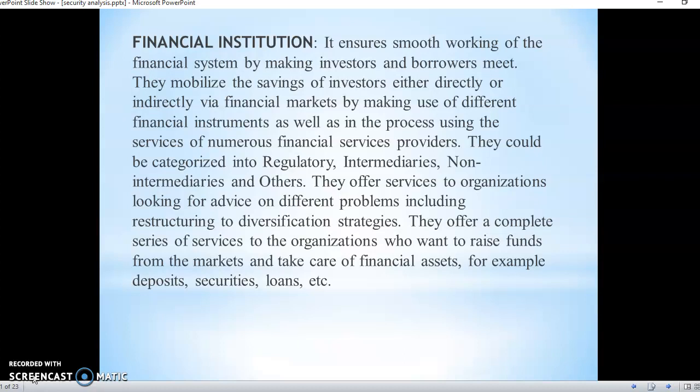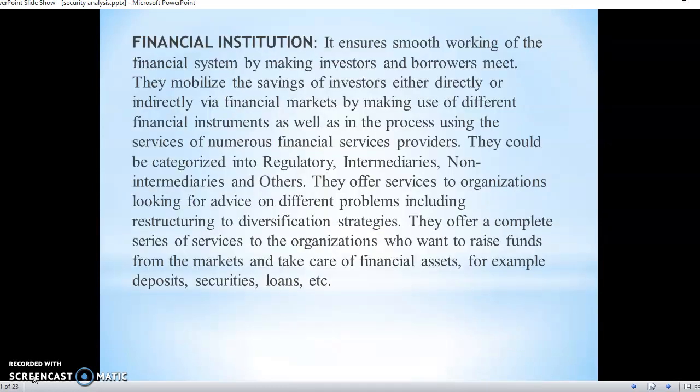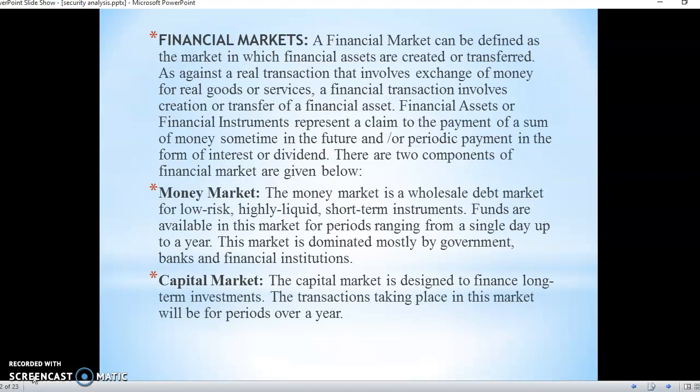I have already told you the whole financial system is broadly grouped into two categories: banking institutions and non-banking institutions. The banking institutions I have already discussed in the previous classes. They include commercial banks, cooperative banks, the RRBs and the foreign banks. The commercial banks again include the private banks and the public banks. Now, next is the financial market.